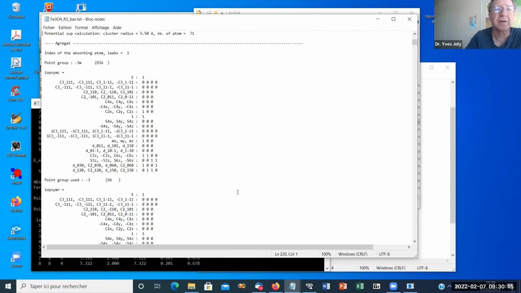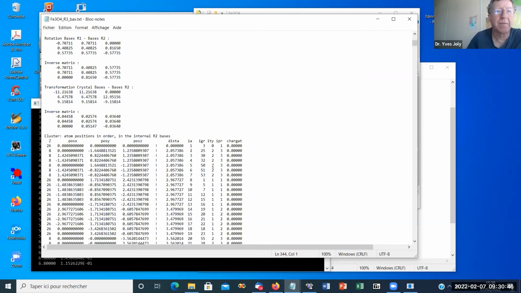So I always check. First here, for people who know about group symmetry, you have the point group of the atoms. This one is -3m, so in fact it's a specific symmetry. And the -1 means that you have a center of inversion. And here I listed all the symmetry operations and so on. But the most important is here. In fact, it's the cluster around the absorbing atom.